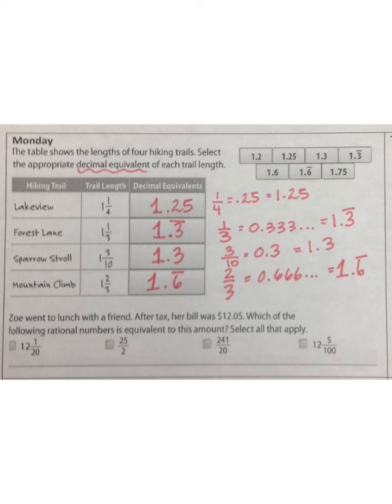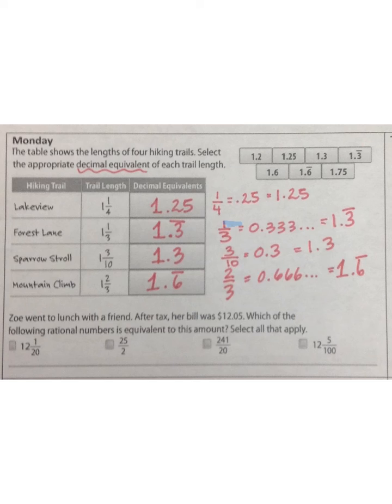Okay, so for Lakeview, it's 1 1/4, and I know in my classes I've talked about this before, that there are certain fraction to decimal conversions you should remember or memorize. So one of them is 1/4, which is 0.25. So that's 1.25.